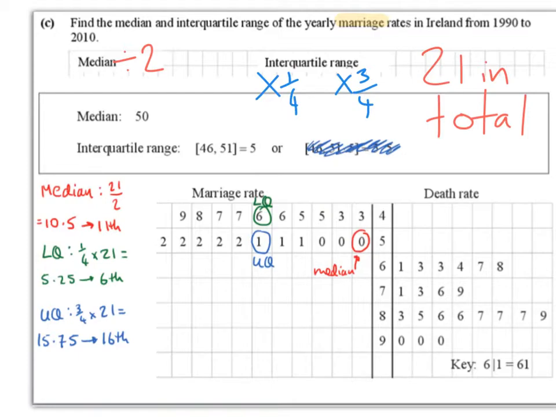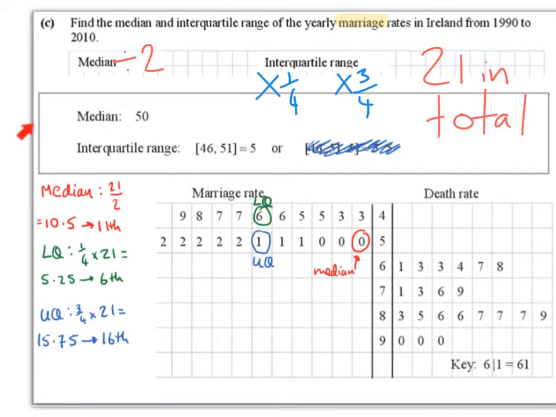So in order to find the median, you take the total number that you have, in this case 21, and divide it by 2. For the interquartile range, multiplying by a quarter is the same thing as dividing by 4. So you could have done 21 divided by 4 if you wanted. And multiplying by 3/4 is the same thing as dividing by 4 and multiplying by 3. So you could have done that as well.